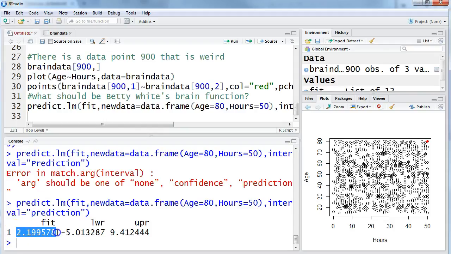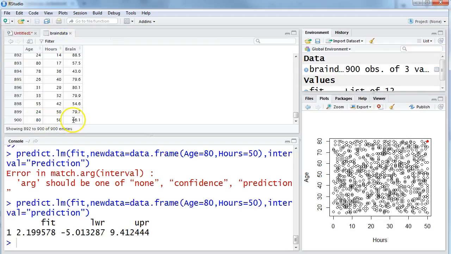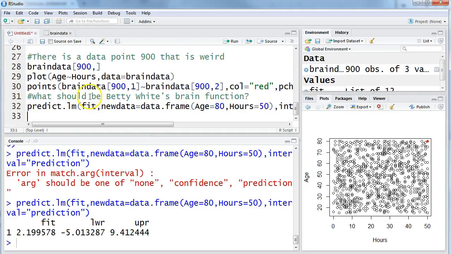But we predict Betty White's brain function should be 2.1. The lower should be negative. This is a very old, hardworking person. It's kind of expected that their brain's not going to be functioning very well. The upper would be a 9.41. And for this Betty White, she's got a 66.1. She should not have a brain that is this fantastic, and yet it is. So that's why she's so influential.